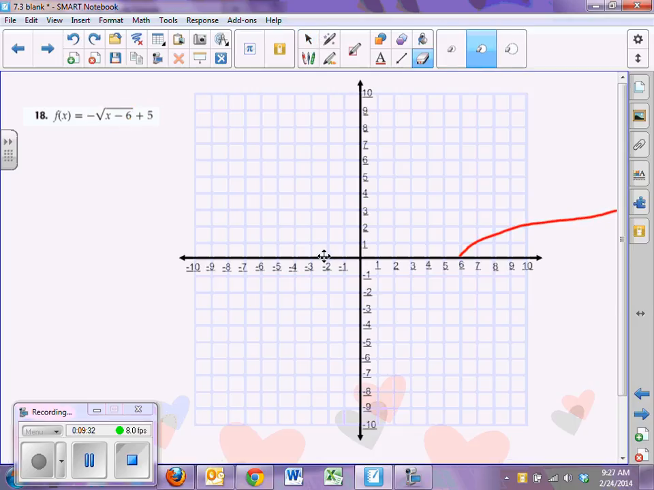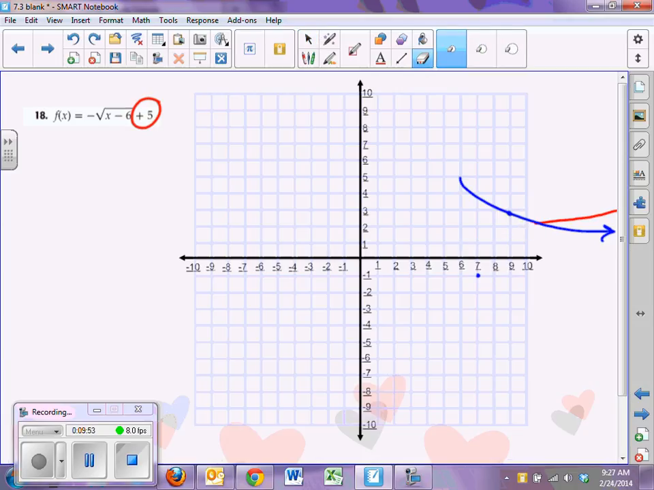Then the negative sign in front means instead of going up, it's going to go down. So it looks like this now. And then we shifted up 5 units. So I'm going to take the blue one and go up 1, 2, 3, 4, 5. I believe this is what my graph looks like. So I'm going to erase all the others.